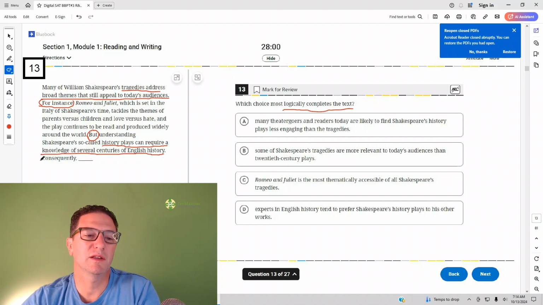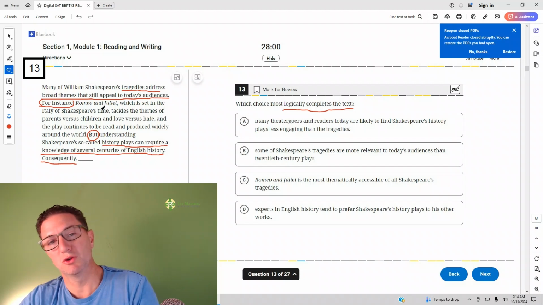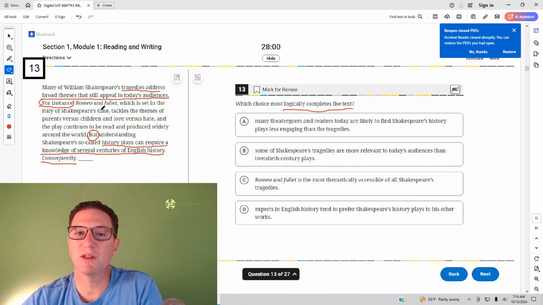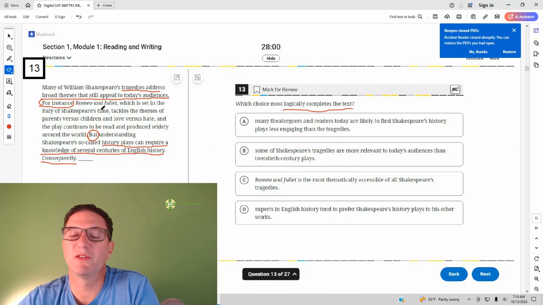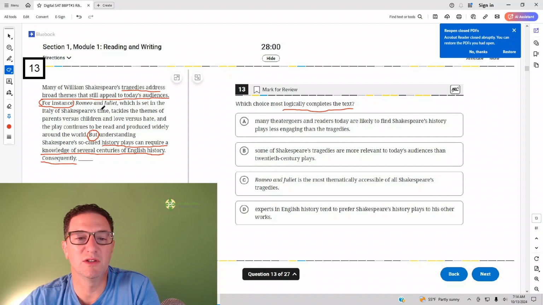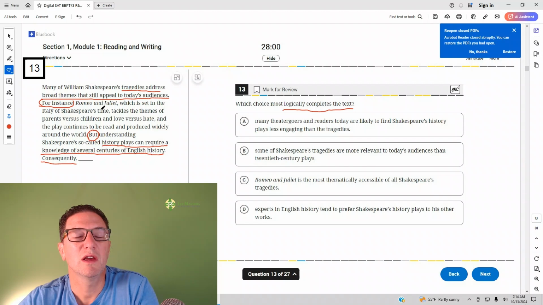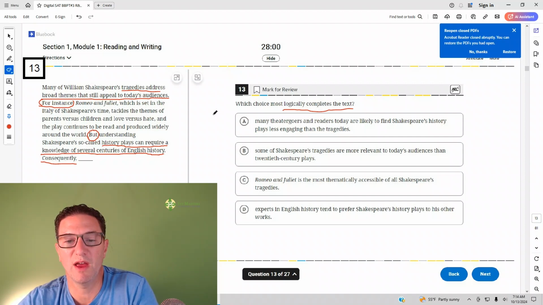So consequently just means as a result, it doesn't mean anything bad is happening. Sometimes consequence means you suffer the consequences if you break the rules, but consequently, all it means is as a result. So once you read that word, you want to make your prediction. And I would say his historical plays are not as easily understood as his tragedies or something like that. It's got to play into the theme that was just mentioned. And let's go to the answer choices and see what best fits our prediction.